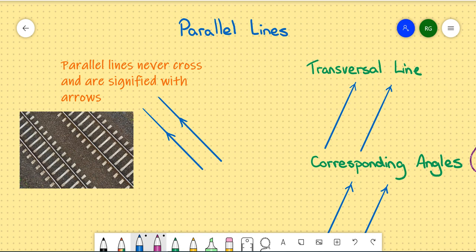Now, what's important to note is that we signify this by putting these little arrows pointing in the same direction. Some shapes actually have multiple sets of parallel lines. We'll look at that in a later lesson. So it's important to make sure that those little arrows are matching, as in if you have a single arrow, make sure the other side has a single arrow.